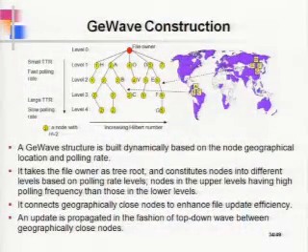Okay, so this is the GeWave. The GeWave is built dynamically based on node geographical location and the polling rate. We can see that it takes the file owner as the tree root and constitutes nodes into different layers based on polling rate levels. Nodes in the upper layers have higher polling frequency than those in the lower layers, so it ensures that the parents always have the up-to-date file earlier than the children. The children can poll their parents for the update. And also, those nodes are physically close nodes.